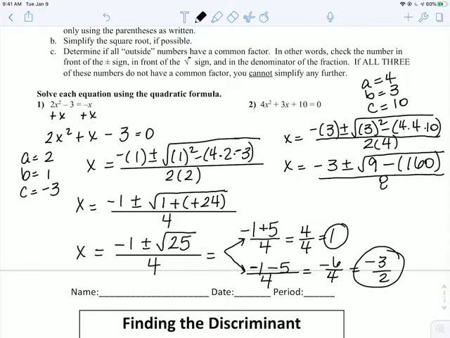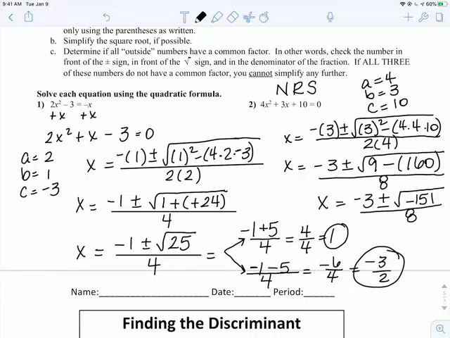All over 8. And then I get x is equal to negative 3 plus or minus the square root. Well, what is 9 minus 160? Hopefully you can already see that that's going to be a negative number. I'm getting negative 151. Now, what does that mean when you are trying to take the square root of a negative number? It can't be done. So immediately when you see that, you're going to write the answer, no real solutions.